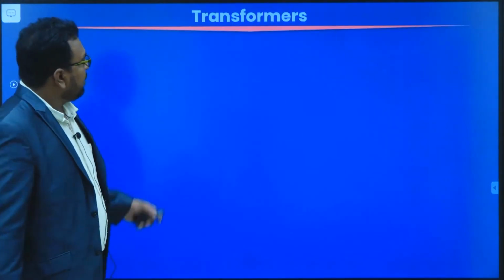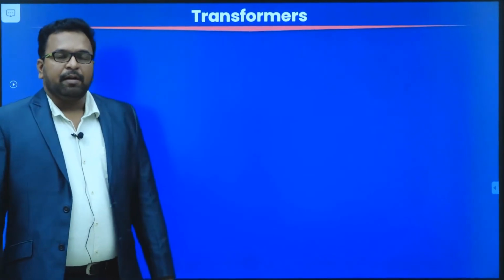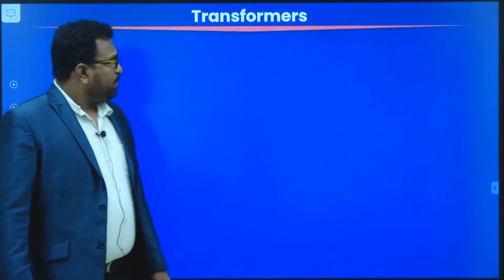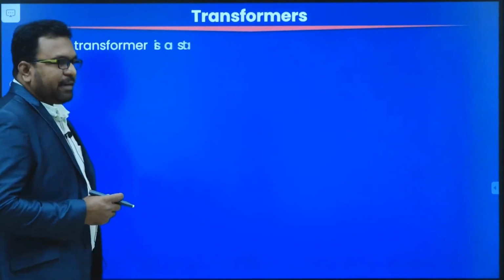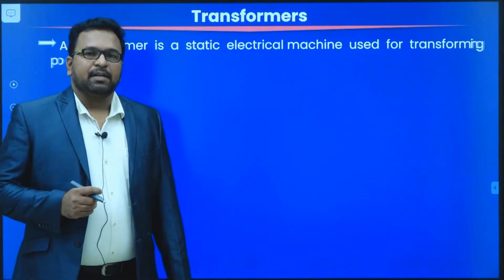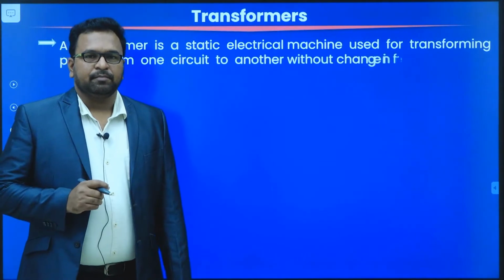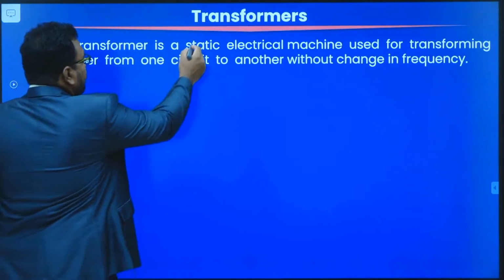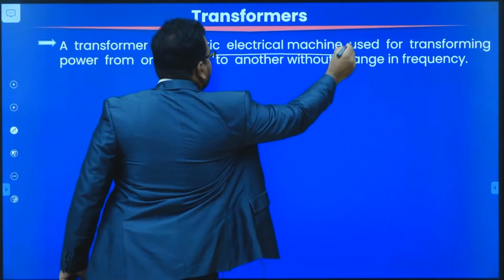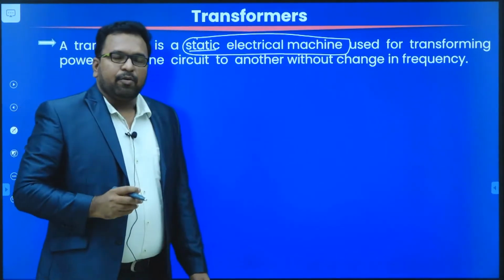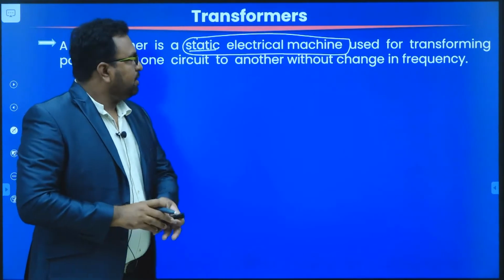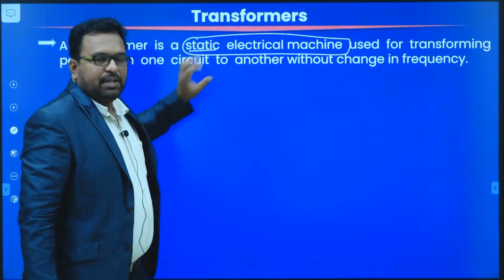In today's class, we are going to discuss transformers, specifically single phase transformers. So what is basically a transformer? A transformer is a static electrical machine. Please remember that a transformer is a static electrical machine. Static means in this machine there are no rotating parts. All the parts of a transformer are stationary only.